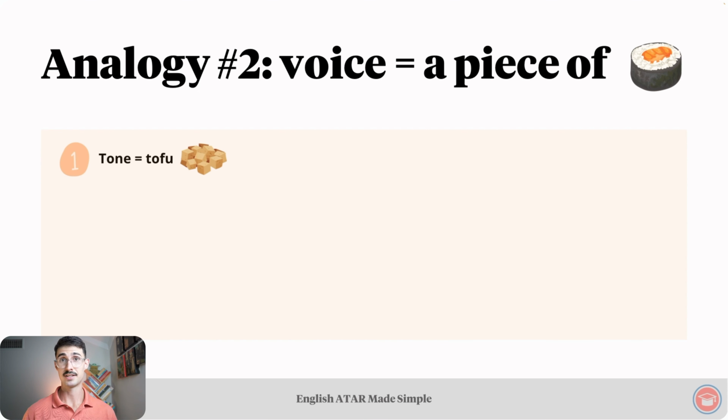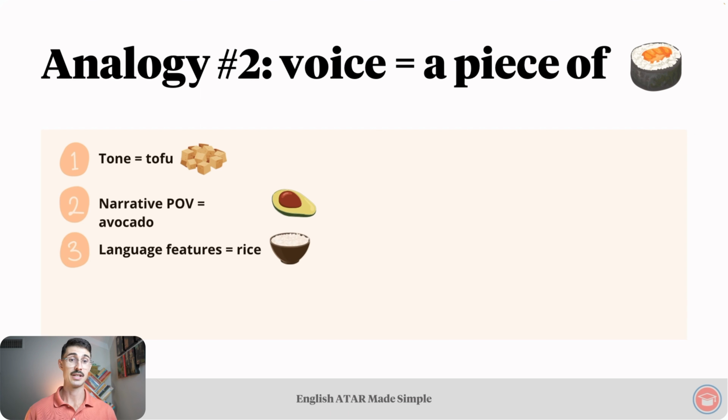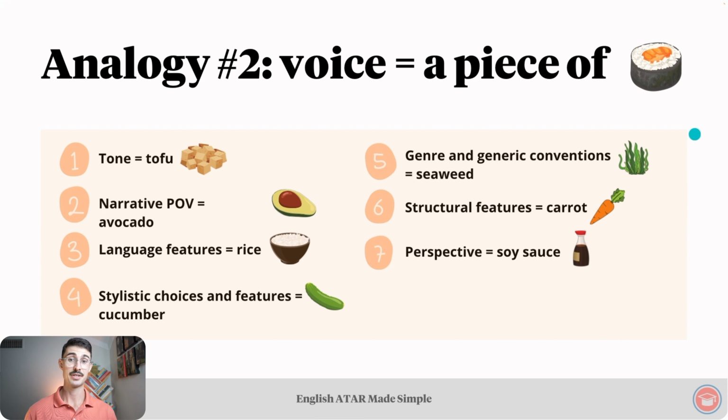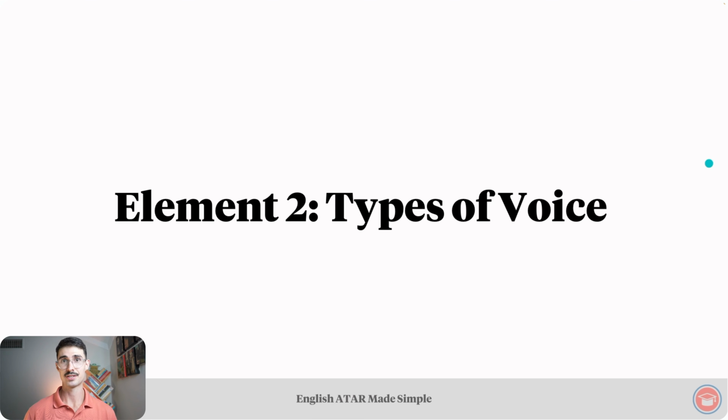So for the rest of this lesson, we're going to pretend that each concept that influences the construction of voice represents an ingredient. Tone will be tofu, narrative POV will be avocado, language features will be rice, stylistic choices and features will be a cucumber, genre and generic conventions will be seaweed, structural features will be a carrot, perspective will be soy sauce, and context of production will be ginger. This will make a bit more sense in a sec as we transition to the next element of the definition of voice, and that is the types of voice, element 2.